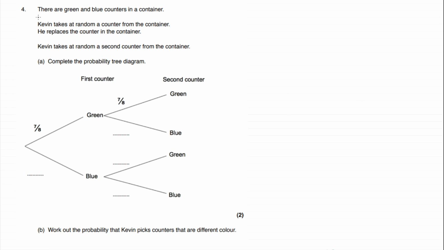So there are green and blue counters in a container. Kevin takes a random counter from the container. He replaces the counter in the container. Kevin takes at random a second counter from the container. Complete the probability tree diagram. Once you're done, just say done. Have a go at this question.